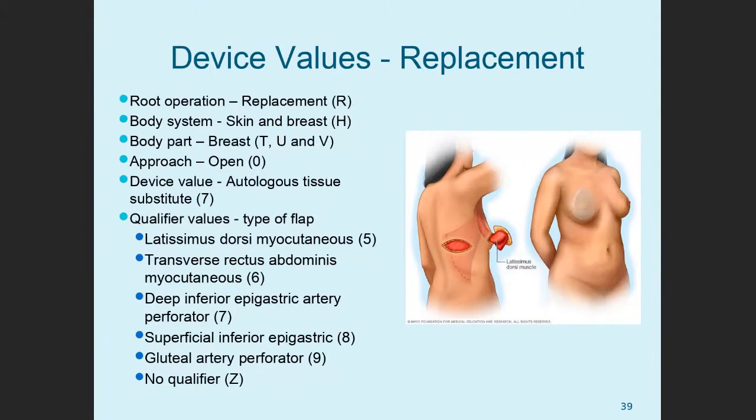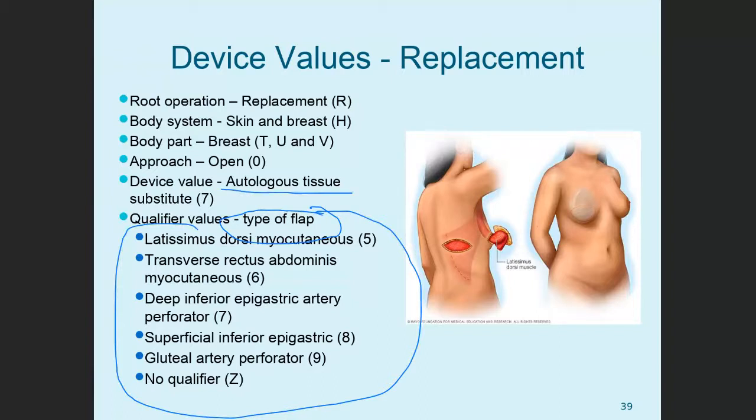You also have a type of flap, which is all of these: gluteal, superficial, transverse rectus abdominis myocutaneous, so the type of flap. So you have autologous tissue substitute, what kind, and then it gives you a specific type of flap used. And this is in replacement for breast.